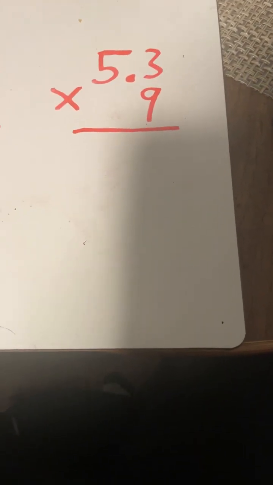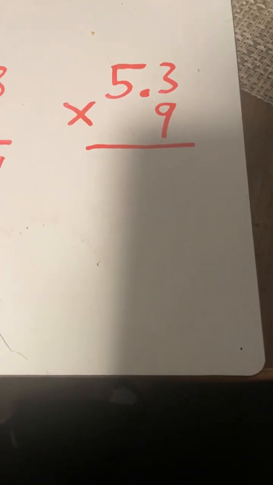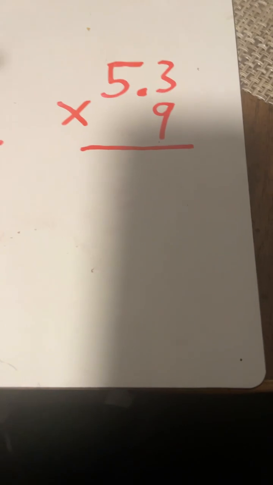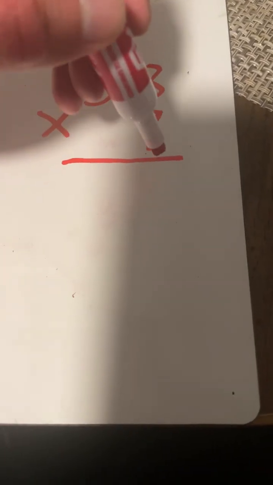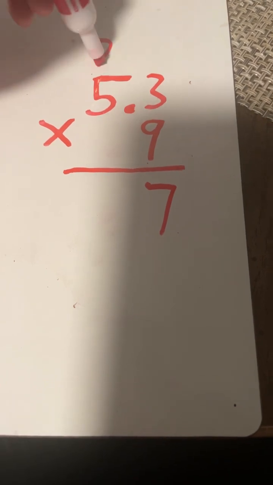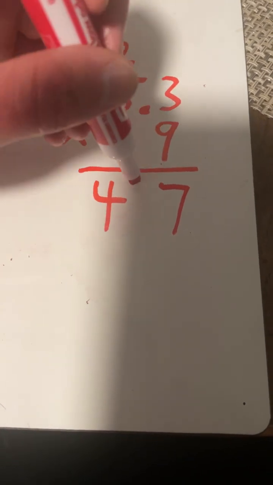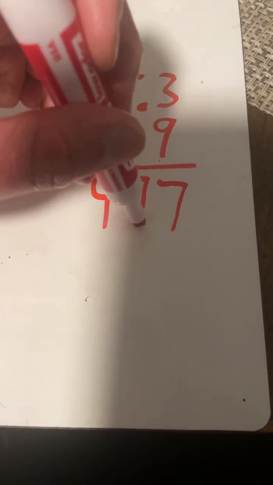Now let's say I want to multiply 5.3 times 9. Instead of 53 times 9, I'm going to multiply 5.3 times 9. I'm going to go about solving this problem the same exact way. I'm going to multiply 3 times 9. 3 times 9 is 27. 7, carry the 2. 5 times 9 is 45, plus 2 is 47. So I have my answer of 477 again.